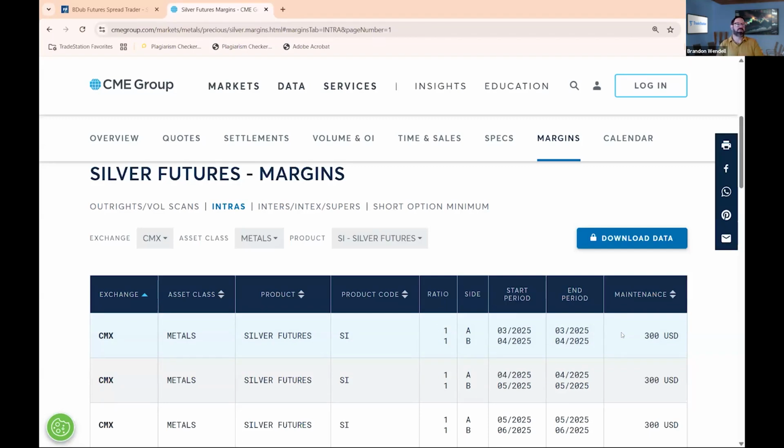You could actually do future spreads in retirement accounts because the risk is relatively low compared to the directional trading for futures. You can still trade futures in retirement accounts. You can do self-directed IRAs with futures.